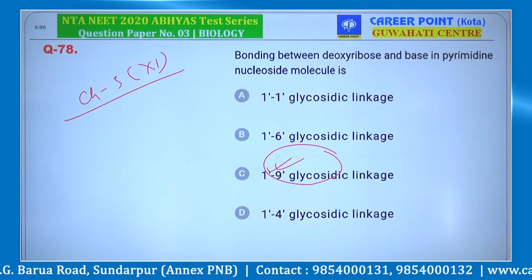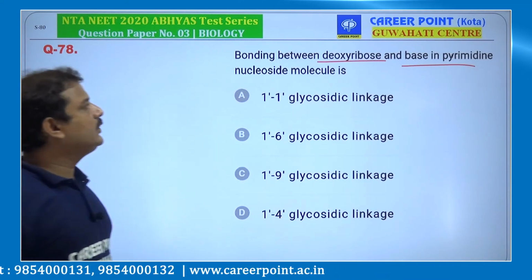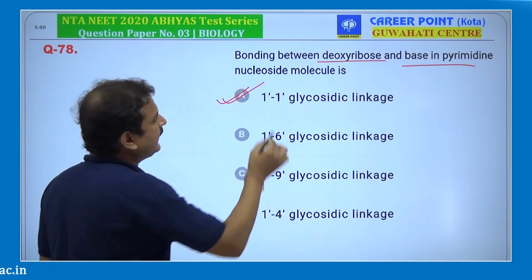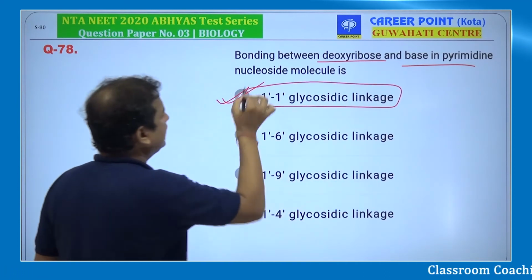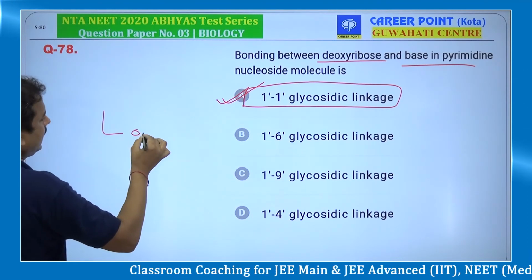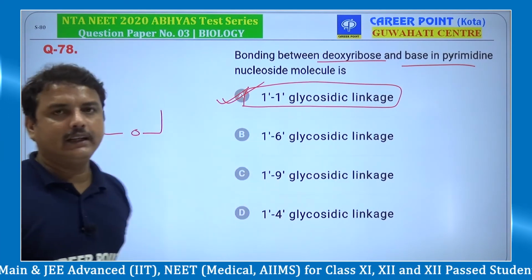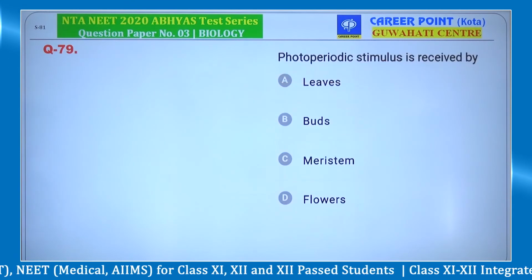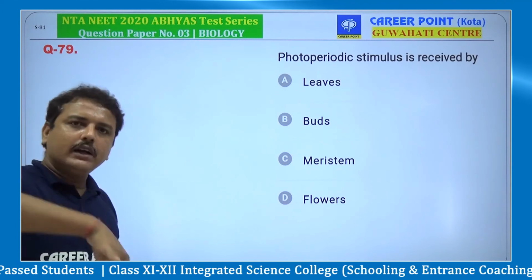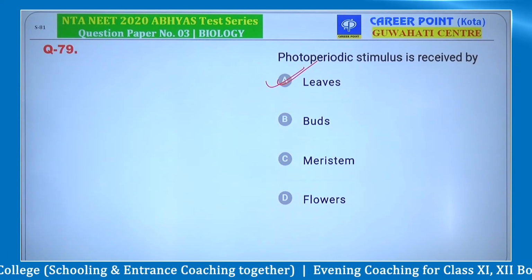Next question. Bonding between deoxyribose and base in a pyrimidine nucleoside molecule. This is the N-glycosidic bond, a 1,1 glycosidic linkage. Okay. Next, the photoperiodic stimulus is received by leaves. Always it is received by leaves. Next question.